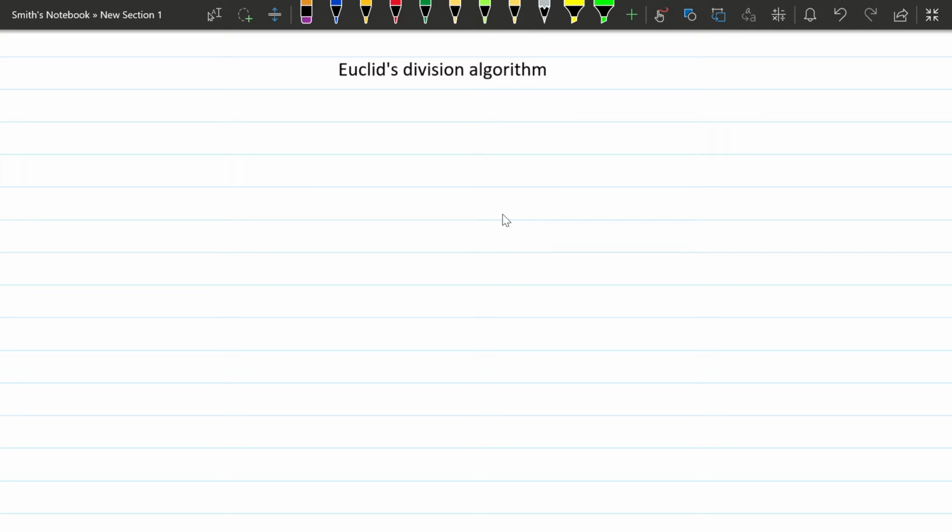We are going to see about Euclid's division algorithm. First of all, we'll see about algorithm. What do you mean by algorithm? Algorithm is a process or set of rules to be followed in calculations. Euclid's division algorithm is based on Euclid's division lemma.